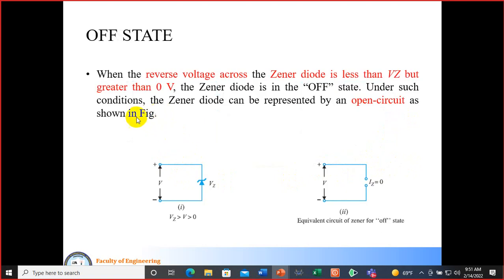And what is the off state? When the reverse voltage across the zener diode is less than VZ, but greater than 0 volt, the zener diode is in the off state. Under such condition, the zener diode can be represented by an open circuit as shown in the figure. So during the off state, we can use an open circuit to represent the zener diode. And this is the condition: V greater than 0 volt and V less than zener voltage VZ. So that's the off state.